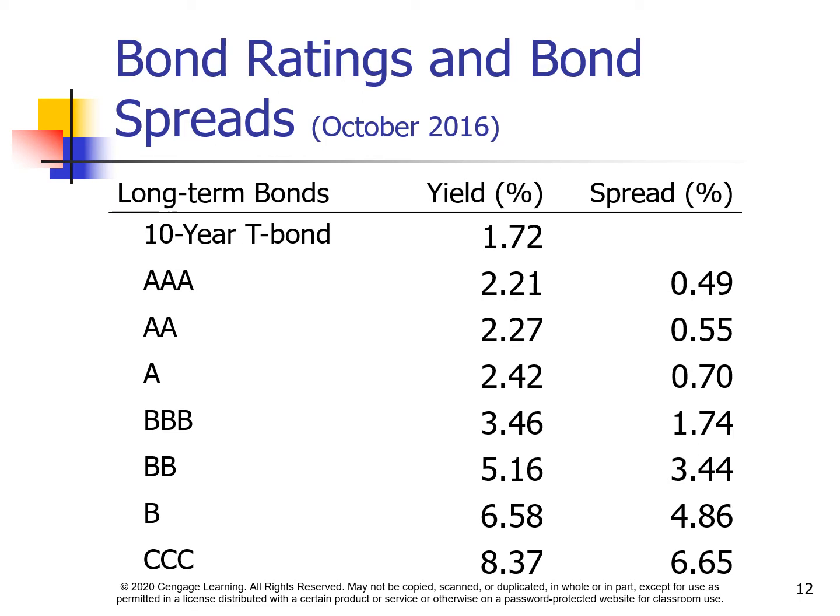Bond ratings and bond spread. Bond ratings are typically given by three major bond rating agencies, for example, Moody's, Standard & Poor's, and Fitch. AAA level bond is a good bond. The yield will be smaller, for example 2.21%, and the spread 0.49%. CCC level bond is a higher risk bond. The yield will be higher, for example 8.3%, and the spread is 6.65%.